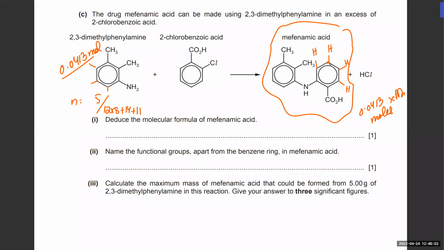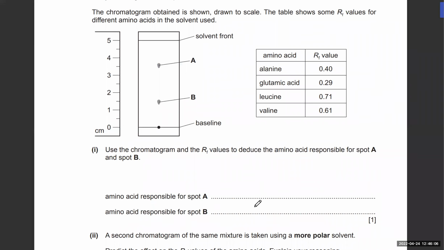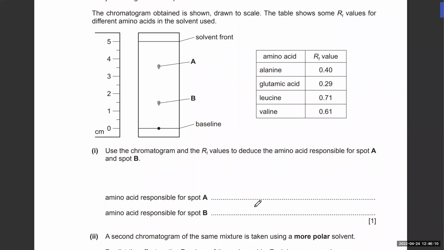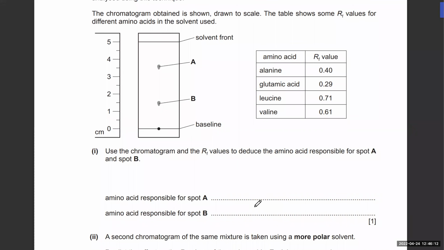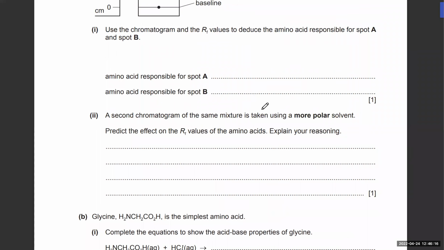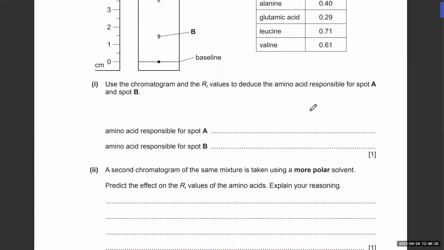Question 7 is on chromatography. Okay, question 7 is the basic O levels one. Which part of the question? No, just the second part and the Zwitterion part. A second chromatograph of the same mixture is taken using a more polar solvent. Okay, predict the effect on the Rf value of the amino acid.